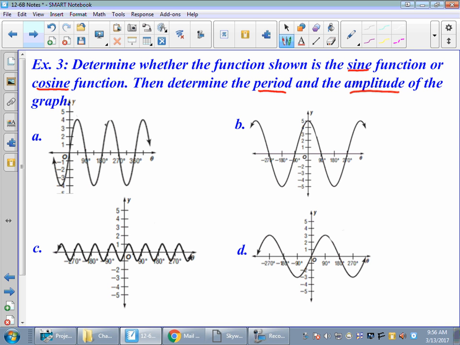So A is going to be a sine function, because if you look at 0, it starts at 0. It didn't start up, it started at 0. So that is the easiest way to determine whether it's sine or cosine.